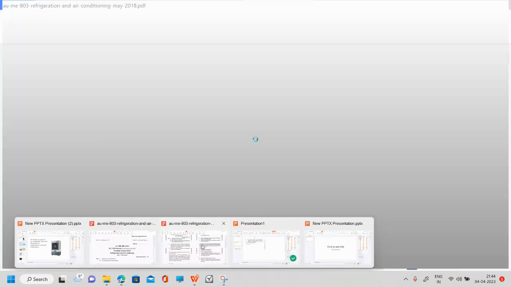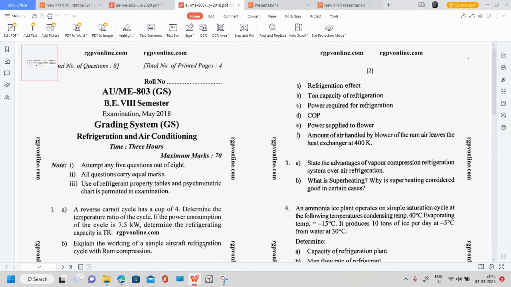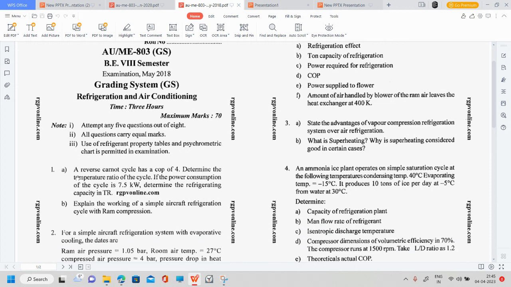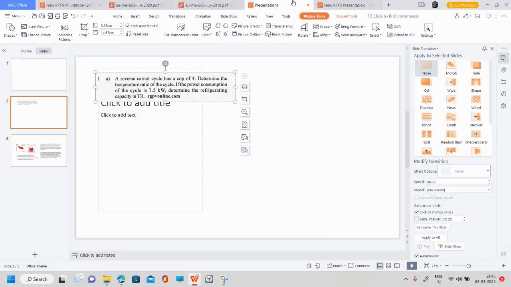Hello, my friends. So, we are solving the RGPV paper of May 2018, and today I am going to solve the question which is the first question, first A. It is quite a simple numerical, but let's just understand how to solve this numerical. Okay, so let's just start.